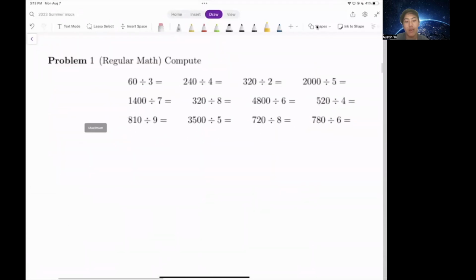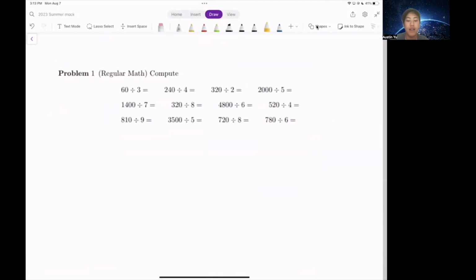Now let's practice it with some problems. Compute 60 divided by 3 first. This is pretty easy. We don't even need to set up a long division. We just need to look at 6 divided by 3 first. 6 divided by 3, easy, 2, and the 0 can just be added on.